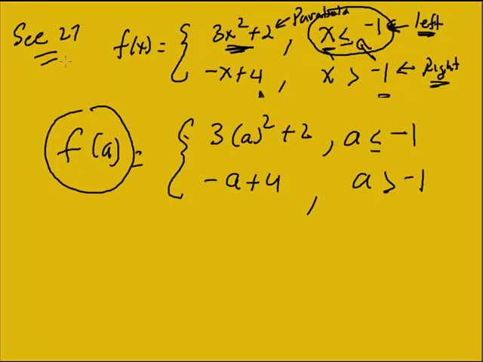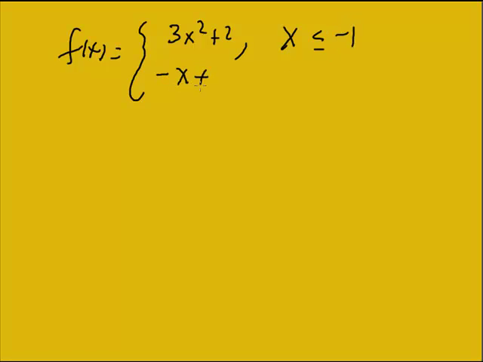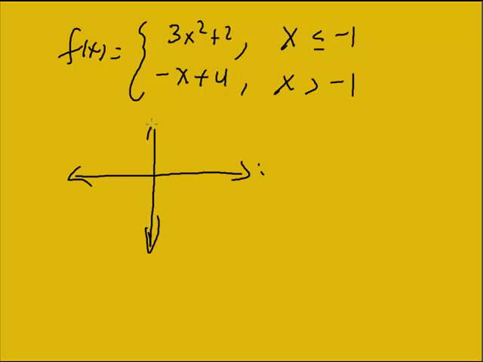All right. So let's do graphing of these two problems. So this is actually 4b. So let me clear this out and let's rewrite this. So f of x is equal to 3x squared plus 2 when x is less than or equal to -1, and then -x plus 4 when x is greater than -1. Let's graph the parabola. So if we were to graph this parabola, of course, it opens up because that's positive.